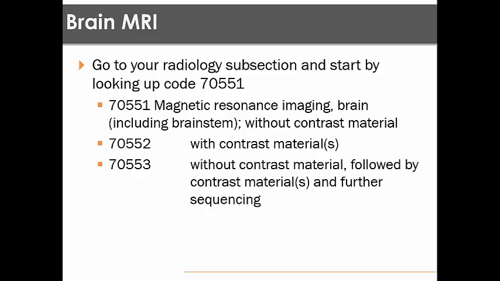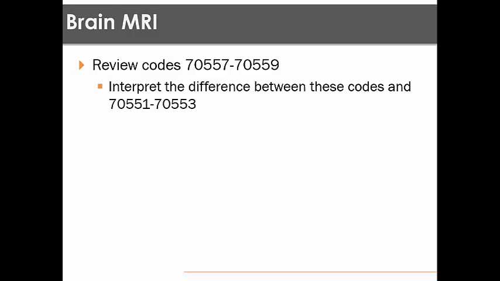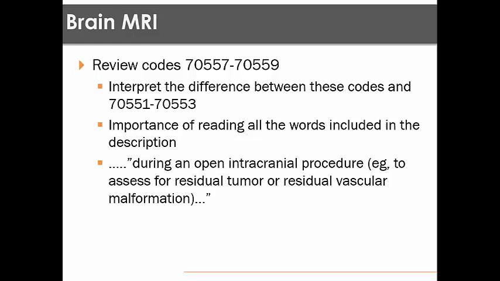Okay, but we have one other little piece that you need to remember to look at. That would be your code 70557 to 70559, which was also referenced in your index. So what you need to do is interpret the difference between these codes and the 70551 to 70553. When you read in your chapter underneath the heading, that's where you have to make sure that you know the importance of reading all the words that are included in the description. So under the 70557 to 70559 codes, it says during an open intracranial procedure, for example, to assess for residual tumor or residual vascular malformation. So in essence, the codes are really identical, the whole set of six, except for one being used during a surgery.